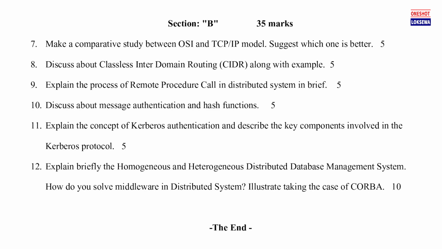Section B of 35 marks. 7. Make a comparative study between OSI and TCP/IP model. Suggest which one is better. 8. Discuss about classless inter-domain routing, CIDR, along with example.